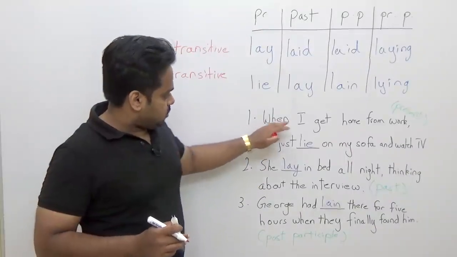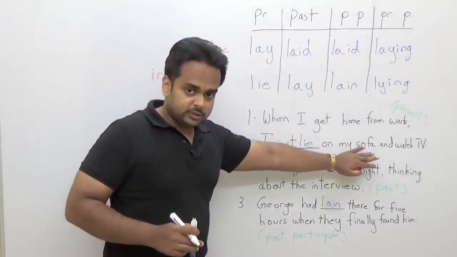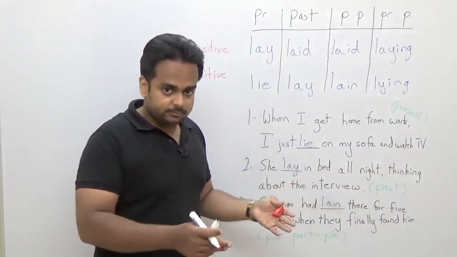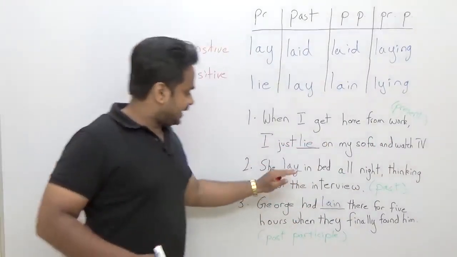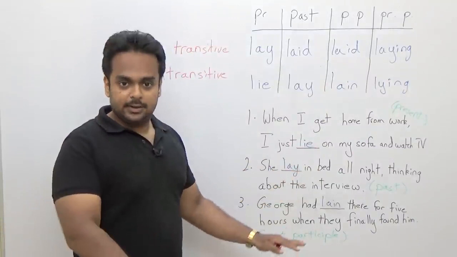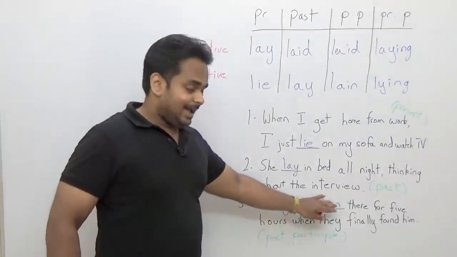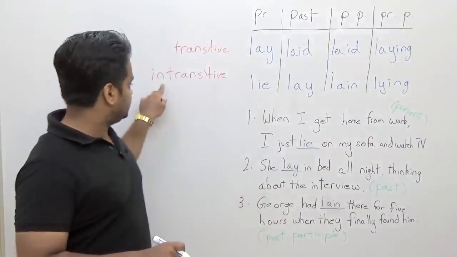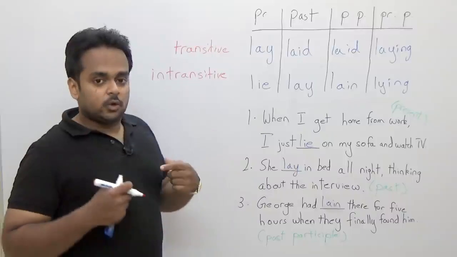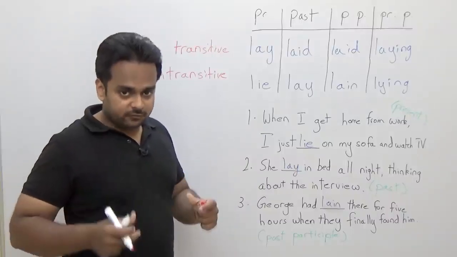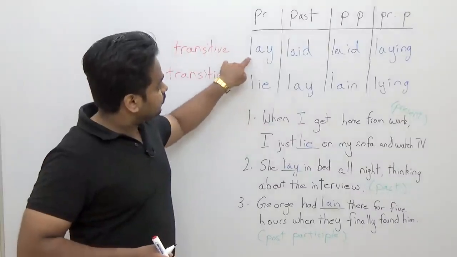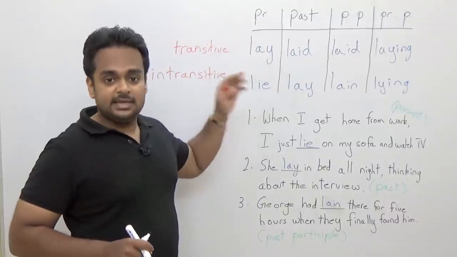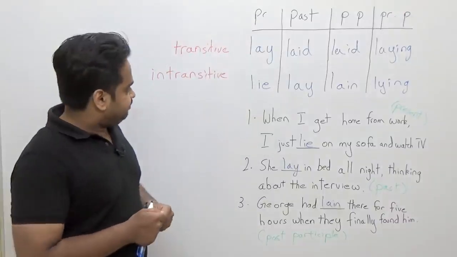Have a look over here. When I get home from work, I just lie on my sofa. There's no object. I'm not lying anything. I'm lying on my sofa, right? So no object. Same thing over here. She lay in bed, all right? And George had lain there for 5 hours. There is no object. So this is always intransitive. And this is another way that you can know the difference between these two. This will always be transitive, will always take an object. This always intransitive. All right.